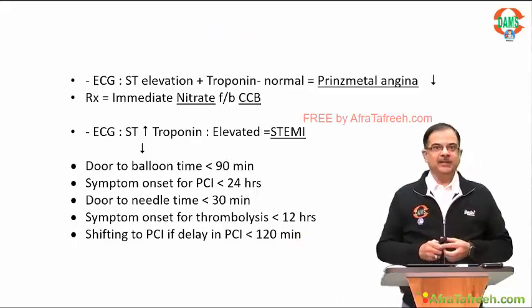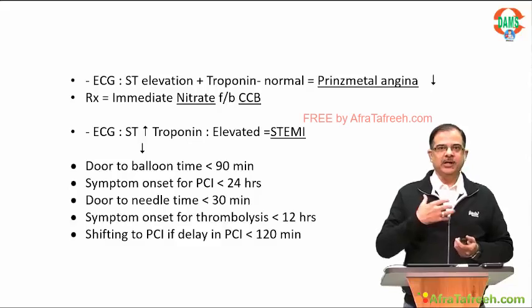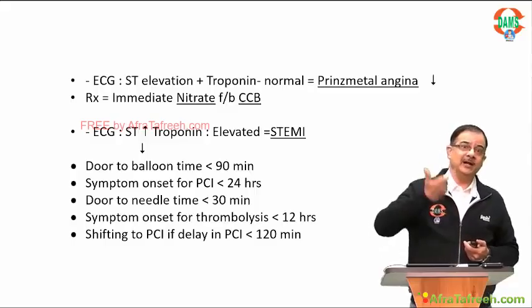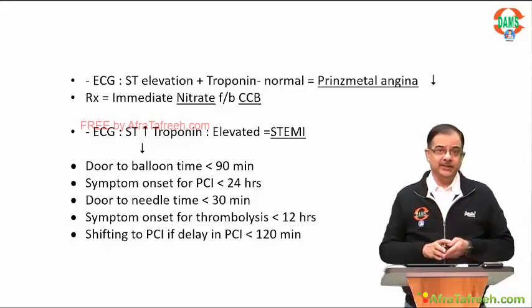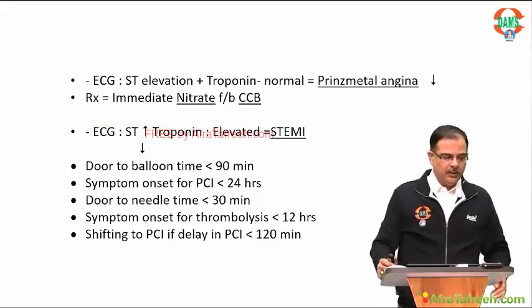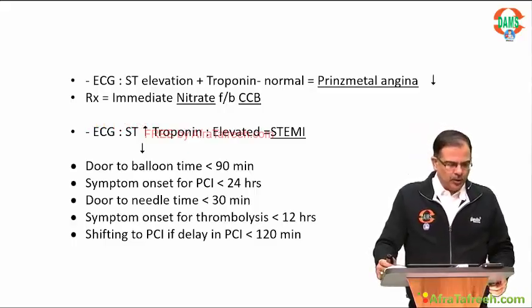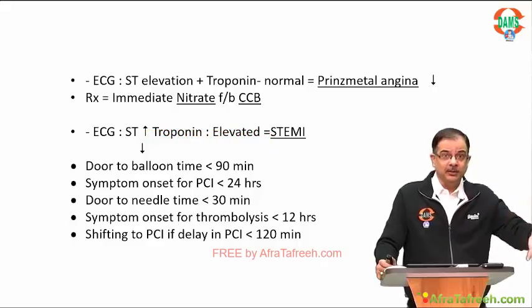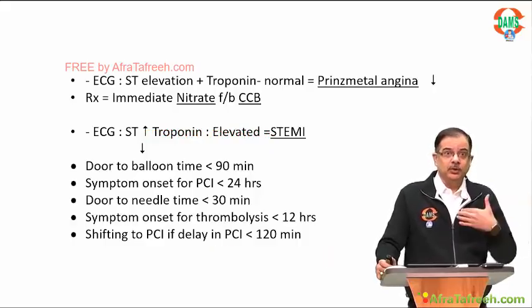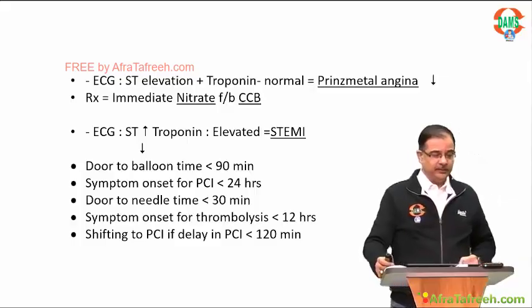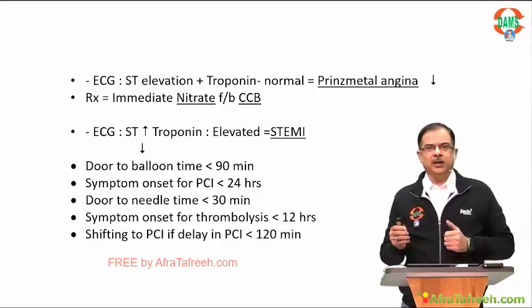Symptom onset to PCI means, from the symptom of the patient, if the patient comes to the hospital within 24 hours, then it should be done. If the patient is presenting after 24 hours of the symptom, PCI is not to be done. Symptom onset is when the chest pain has started. So if the patient comes within 24 hours, because patients waste their time at home, the patient is eligible for PCI.